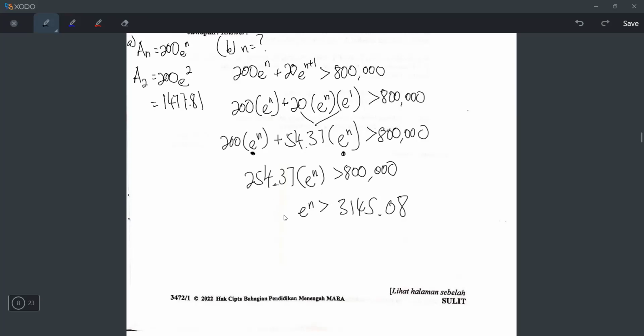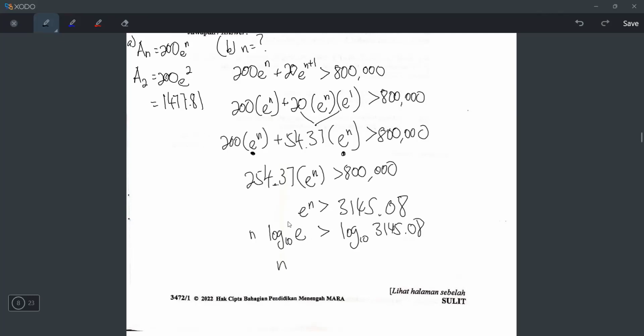And until here, you have to add log to both sides, because there's no way that you can change both these numbers to the same base, because E is 2.7 blah blah blah. It's like a very ugly value, and this is also a decimal, so there is no way of changing these two numbers into the same base. If you can change to the same base, then you don't have to add log, but this one, no chance. So for sure you need to add log both sides. The power n I'll put in front, and then bigger than 3145.08.